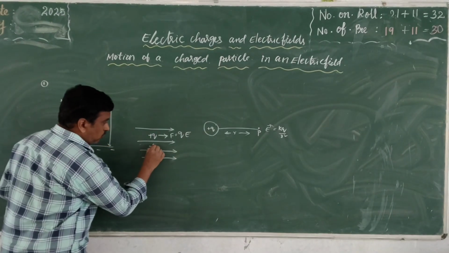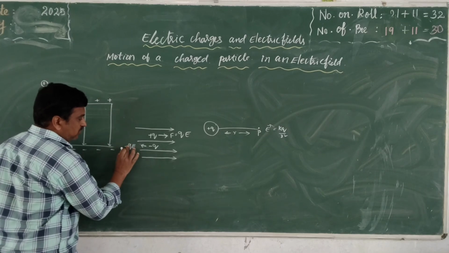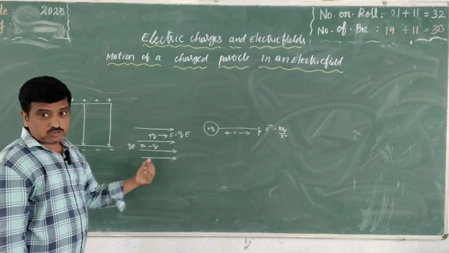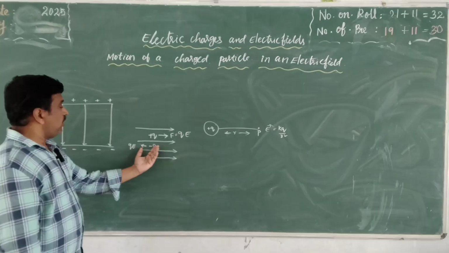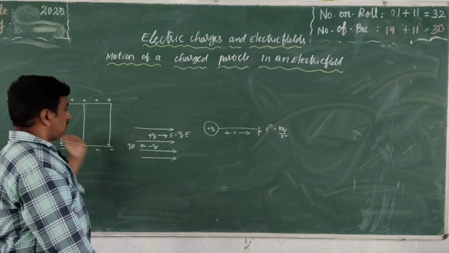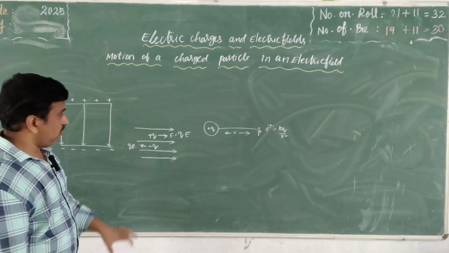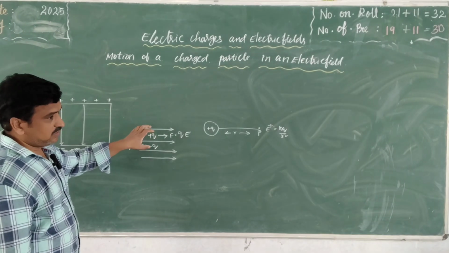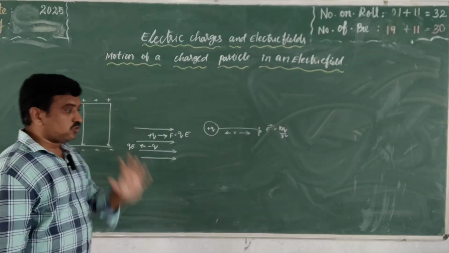For example, here we can place minus Q. The force exerted in this case is minus QE. Minus means opposite direction. So the force exerted on a negative charged particle placed in the uniform electric field will be opposite to the electric field. Positive charge: in the direction of electric field. Negative charge: opposite to electric field. So if a charged particle is placed in a uniform electric field, the force is in the direction of the field for positive charge and opposite for negative charge.